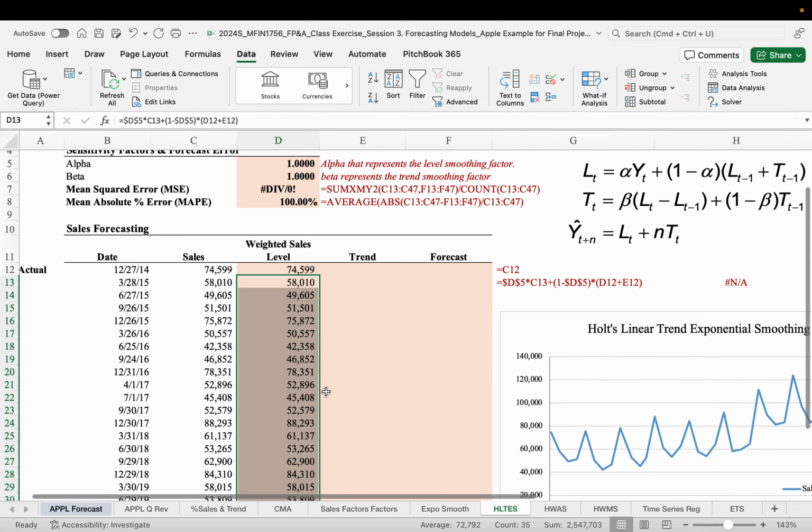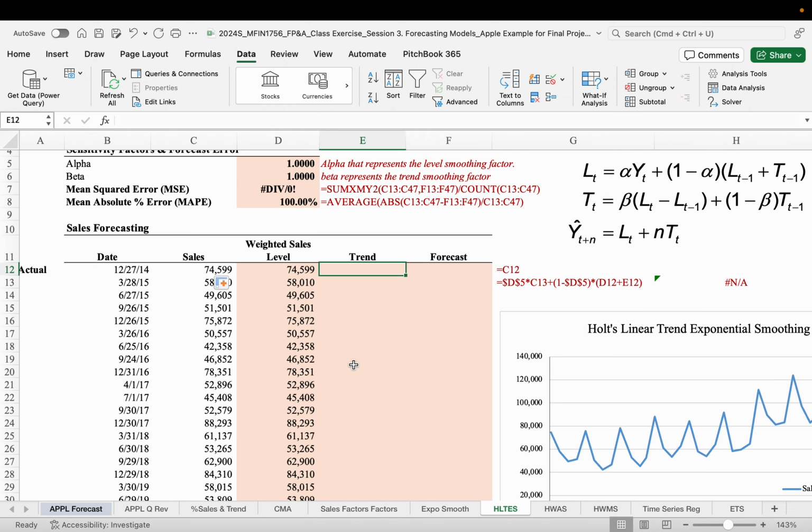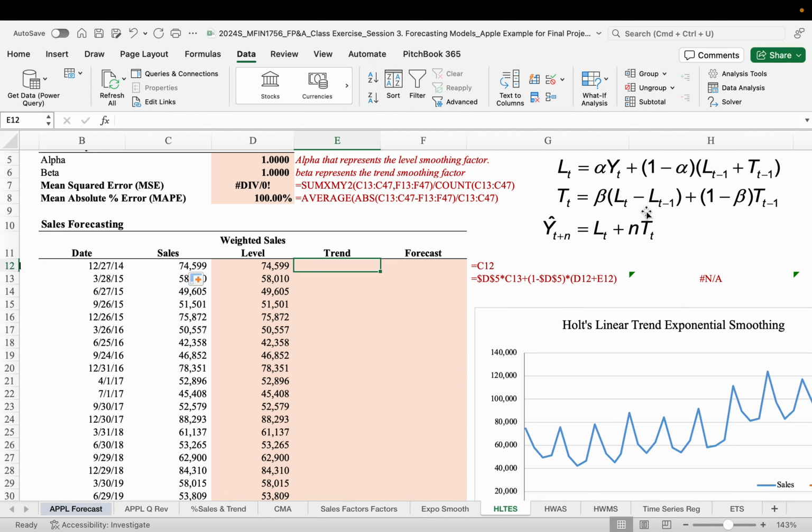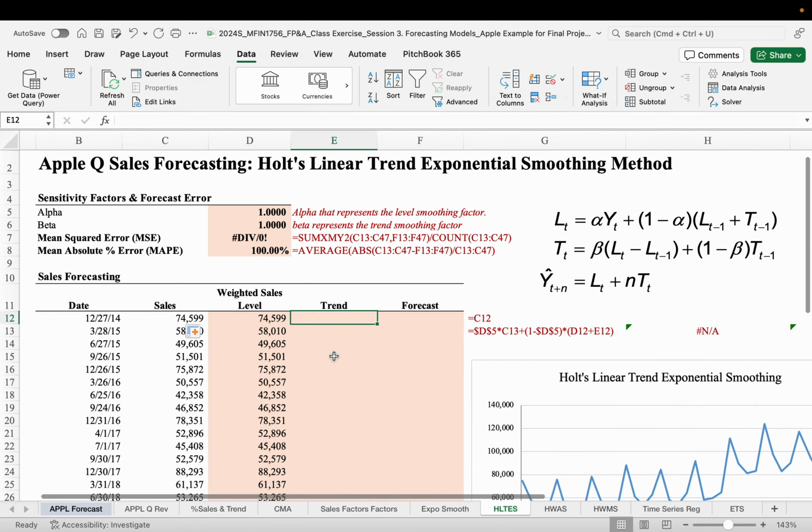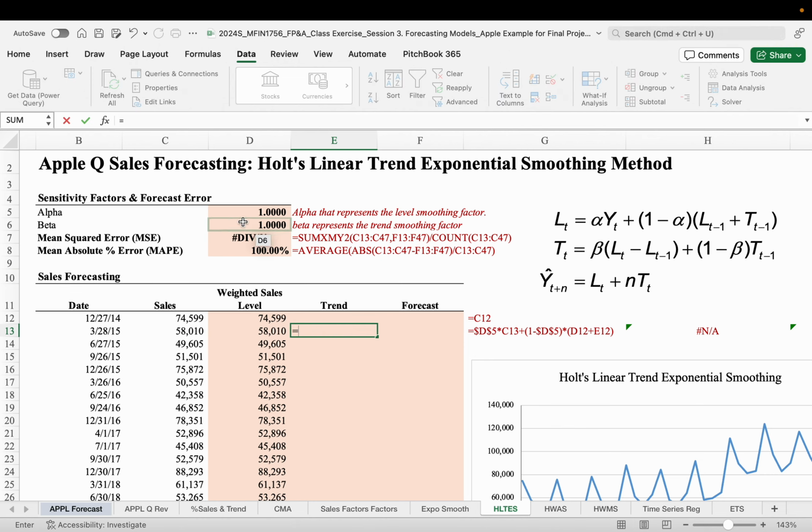So the weighted sales level is calculated as alpha, the part explained by the smoothing factor, plus 1 minus alpha, the part not explained by the sales level smoothing factor, multiplied by the level of the previous quarter, and then we add some trend there, right? And then here we got this, and then let's drag it down to the bottom.